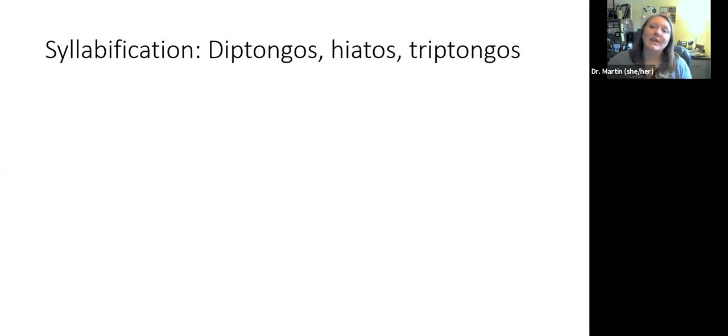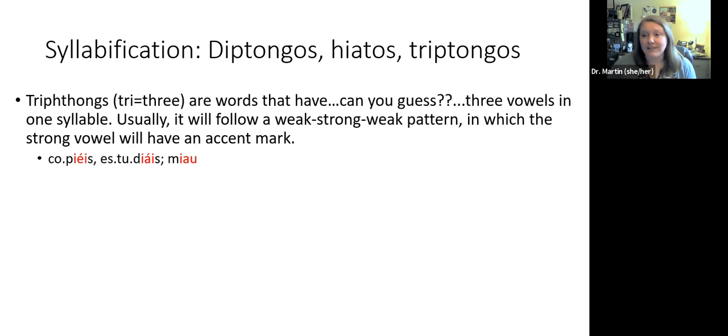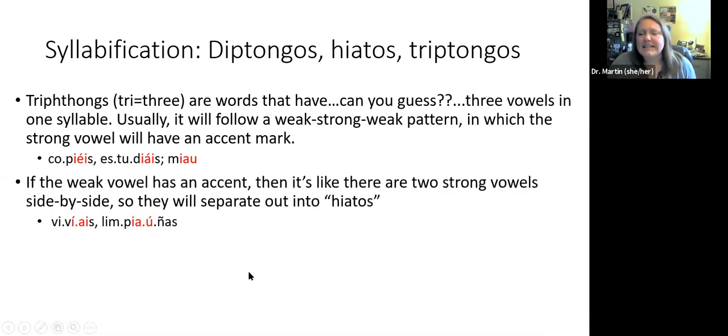Okay. So moving on to triphthongs. If you guessed, try like three, you are right. These are words that have three vowels in one syllable. Usually it'll follow a weak, strong, weak pattern in which the strong vowel will actually have an accent mark on it. So these are words like copiáis, estudiáis, miau. That's how we write out meow for a cat, okay?